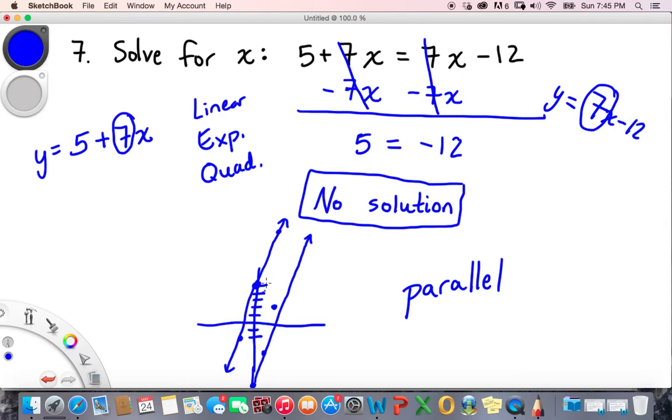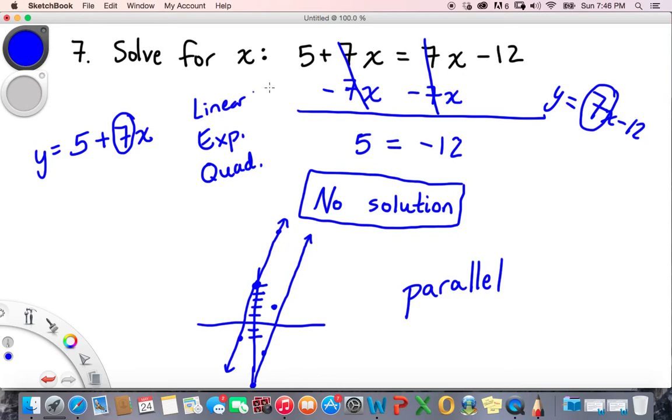If I go over one space, this line has gone up a total of 7, according to the slope. This line has gone up a total of 7. Since they both went up the same amount, they did not get any farther apart or any closer. They are still 17 units apart. If I go over one more, this one goes up 7, this one goes up 7. They're not any closer or any farther apart. They are still 17 units away from each other. So those are what we call parallel lines.